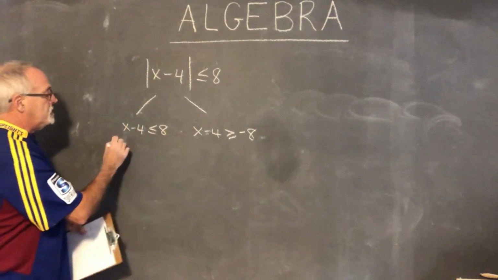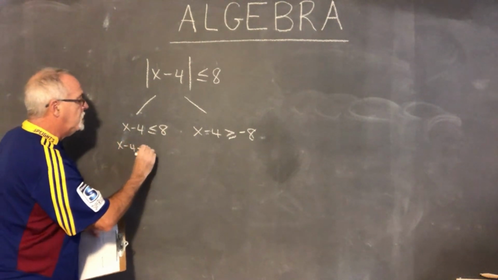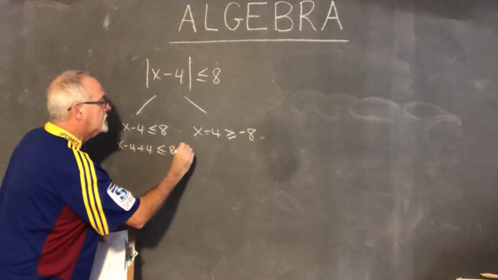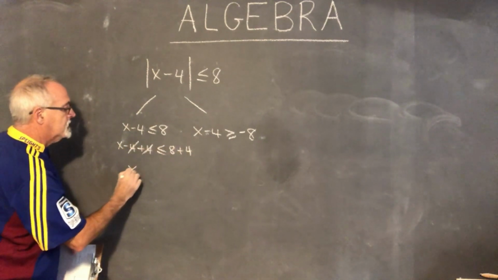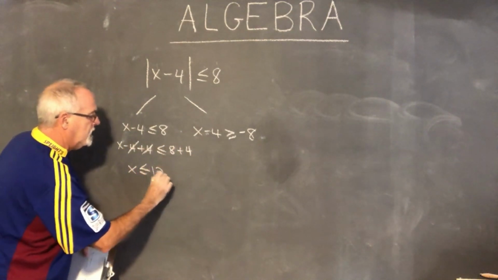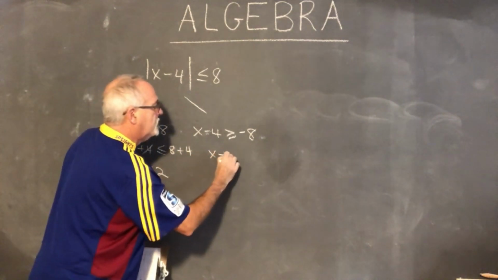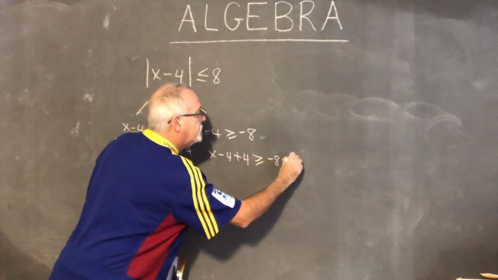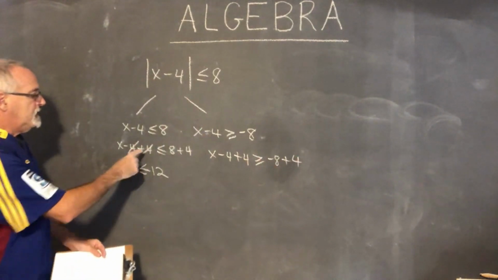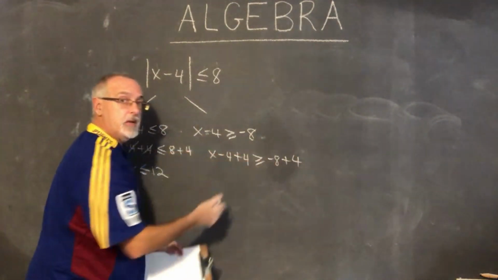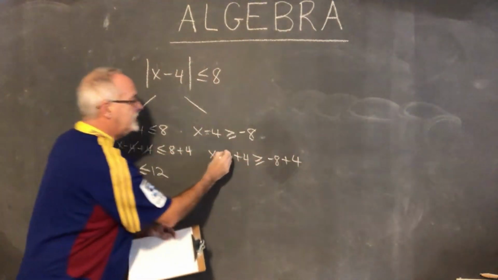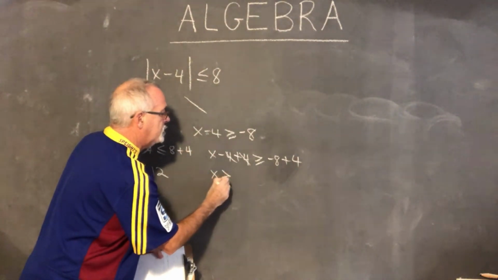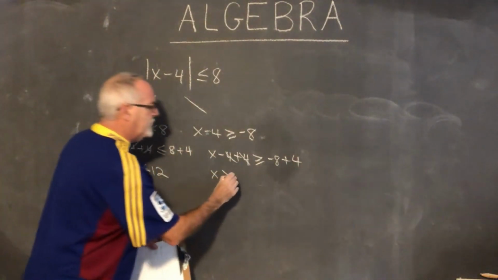Okay, now I'm doing some algebra. X minus 4 plus 4 is less than or equal to 8 plus 4. Cancel, cancel. X is less than or equal to 12. X minus 4 plus 4 is greater than or equal to negative 8 plus 4. Not very different. I'm just adding a 4 to both sides in both of these. These cancel. X is greater than or equal to negative 8 plus 4, which is negative 4.